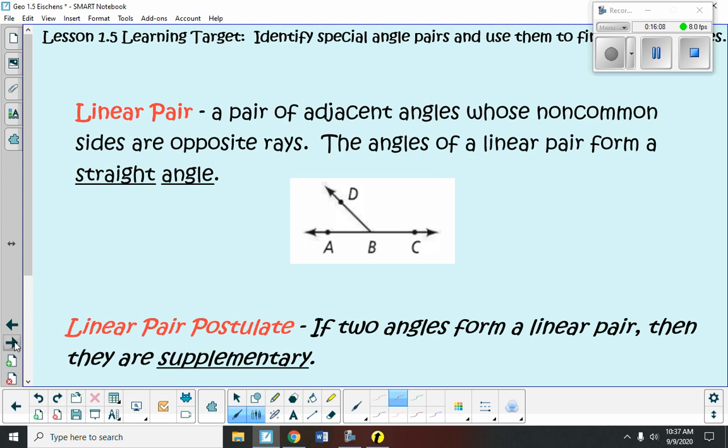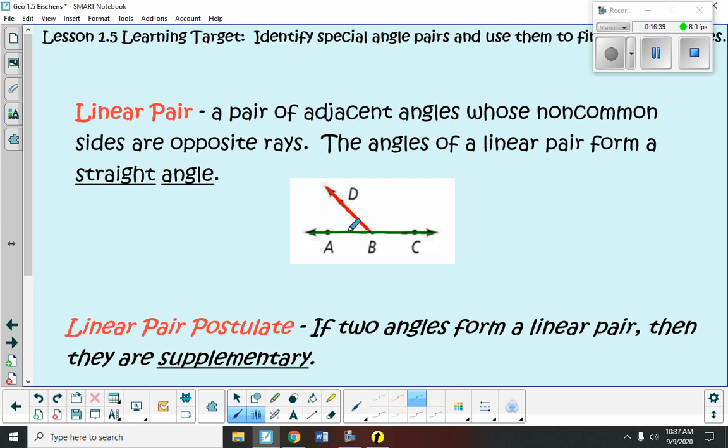Another vocabulary term for you is linear pair, and that is a pair of adjacent angles. So we have two angles here, and they're adjacent because they have a common side and a common vertex. They're not overlapping. So this is the common side. And this side here and this side here are the uncommon sides of the two angles, and they form opposite rays.